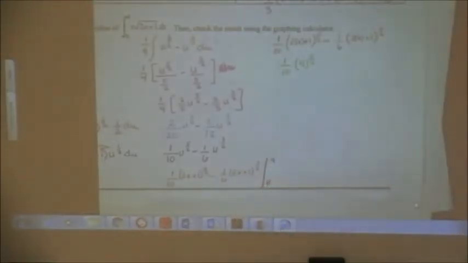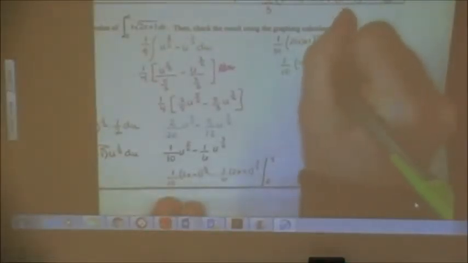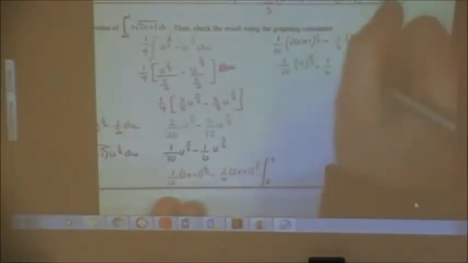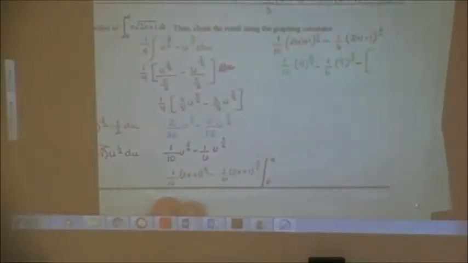Dang. But at least it's 1. Can we use our calculator for that one? It says check your results on your graph. That's some ugly math. I don't want to do that without a calculator. It's pretty nasty.